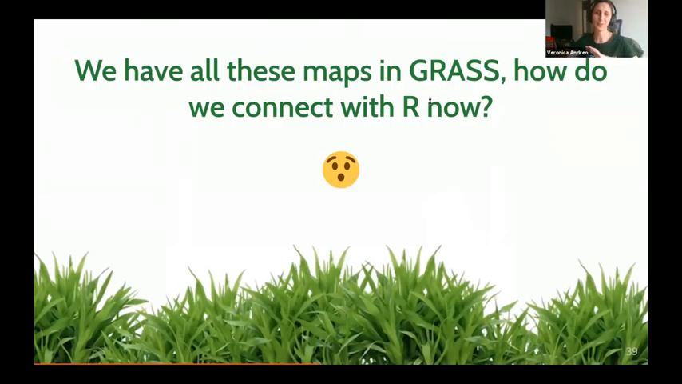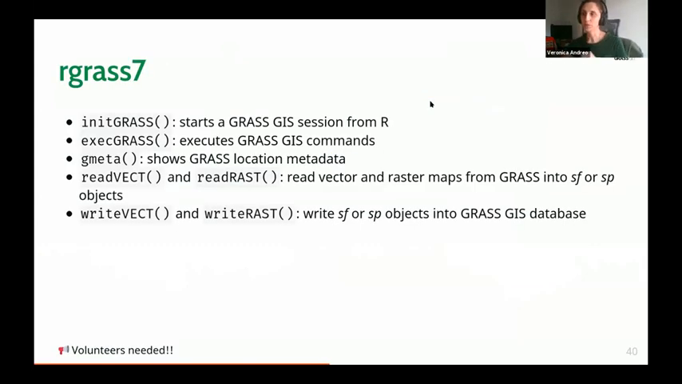Okay, now we have all these maps that we have generated. Now, how do we connect with R? As I mentioned earlier, there's this package called rgrass7 by Roger Bivand mostly. So here a note, volunteers needed to help Roger, please. He did a great job all these years, and now he is retiring, and please, we need volunteers here to help. But basically, this package has a few functions.